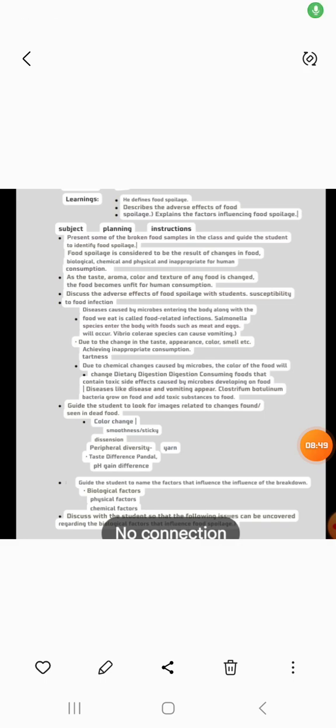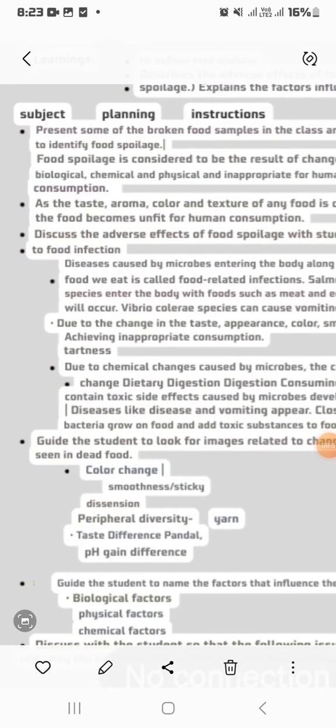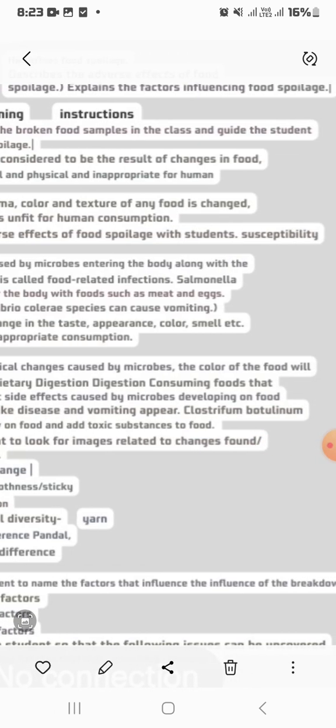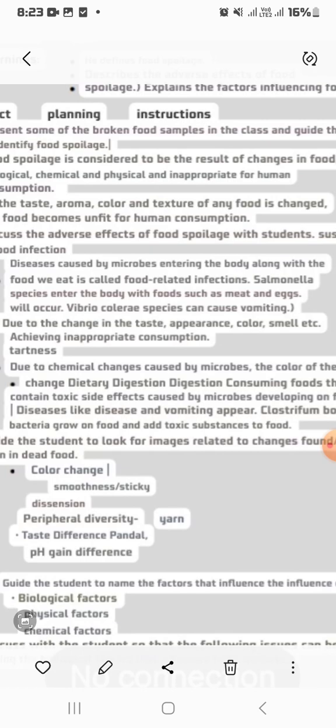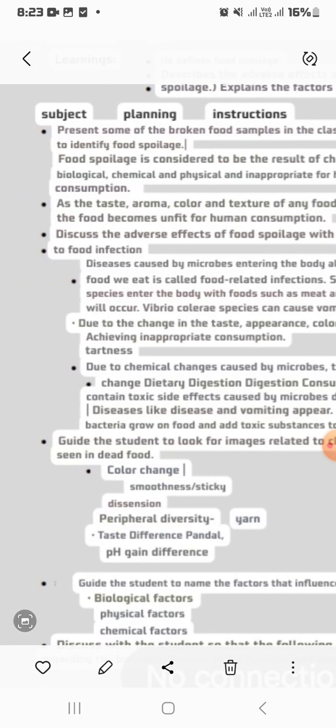And then the fourth one is that the food will get poisoned due to microbes like Clostridium botulinum bacteria, which grow on food and add toxic substances to it. So this is the fourth adverse effect.